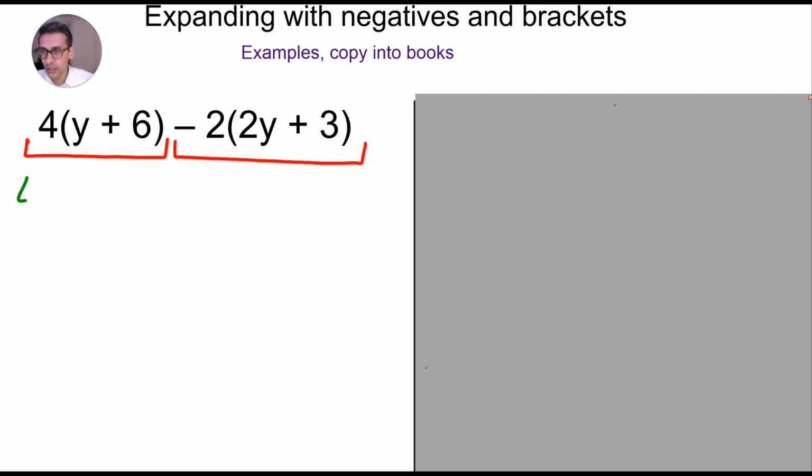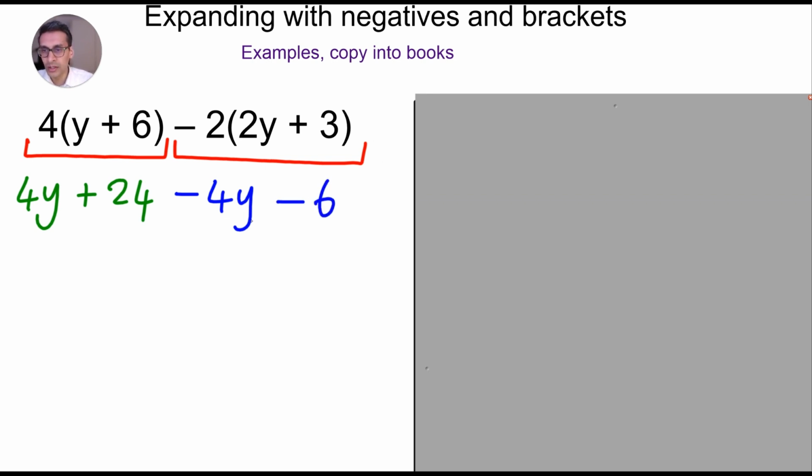So 4 times y is 4y, plus, and then 4 times 6 is 24. We're then going to do the second bracket. So negative 2 times 2y is negative 4y. Negative 2 times positive 3 is negative 6.